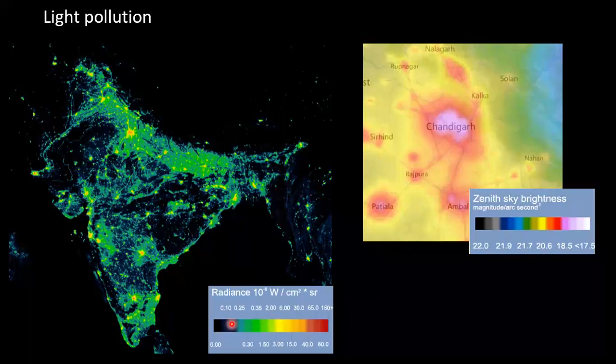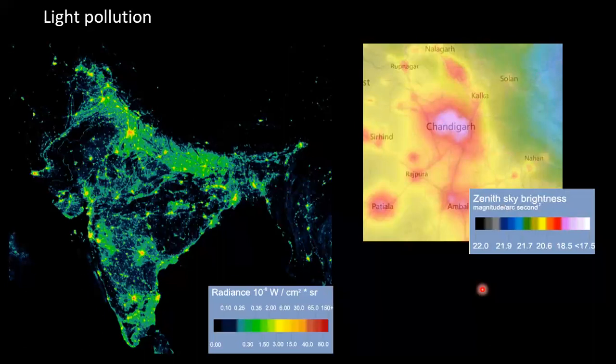So in this scale, you can see the radiance of the sky, which is how bright the sky is. Now, the more the light pollution, the brighter the sky will be. So the yellow and the reddish images are greater in this image, and in this image of Chandigarh, the red, purple, and white places are the most affected, and the green and the yellow images are less affected by light pollution.